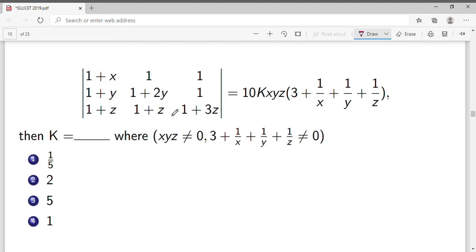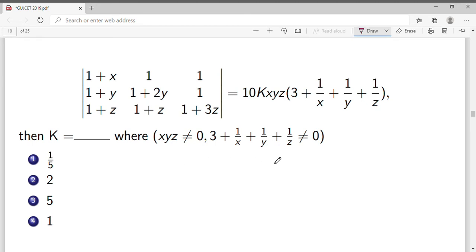Here this determinant is equal to some value. Using this equality relation we have to find the value of k. But to evaluate the determinant, two conditions are given to us. Generally when conditions are given with a determinant, we have to use these conditions. Now here we have to choose values of x, y, z such that these two conditions are satisfied.